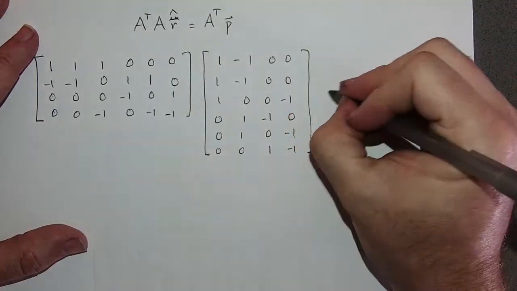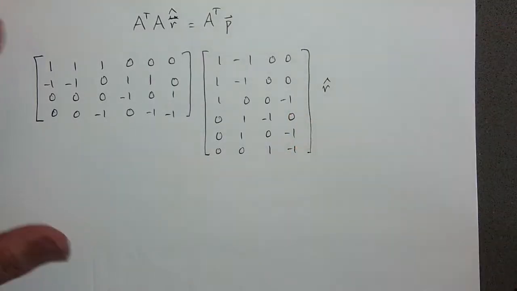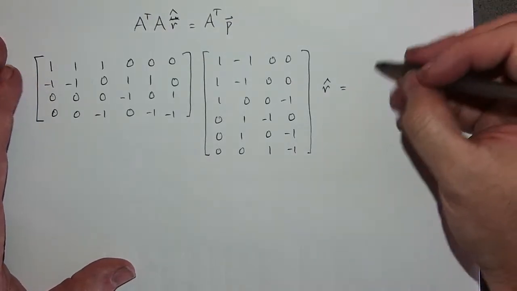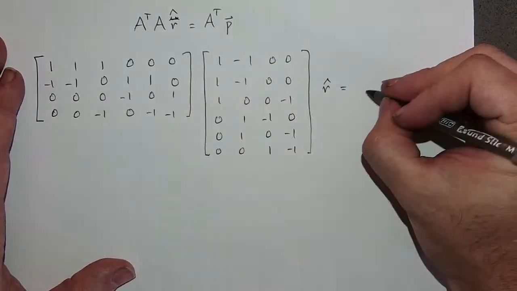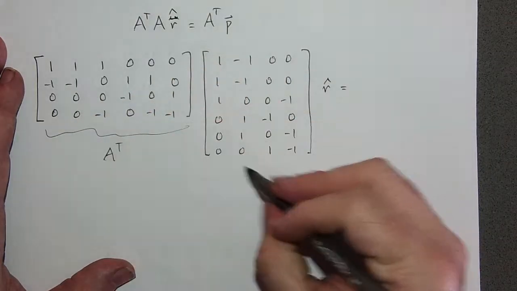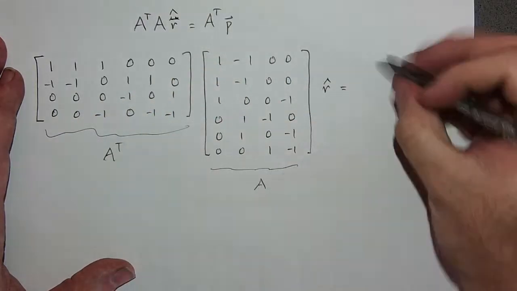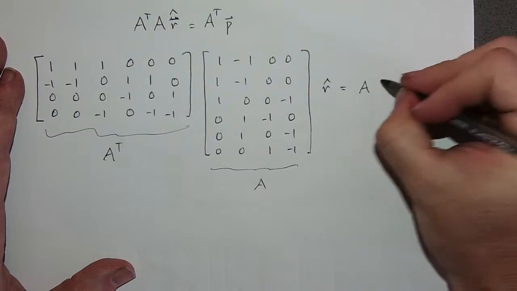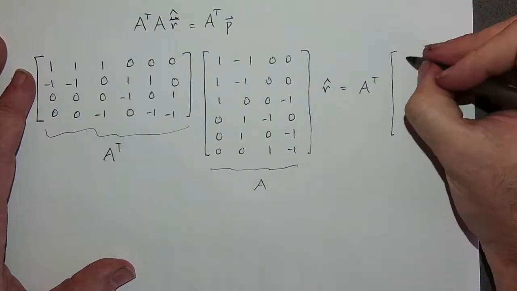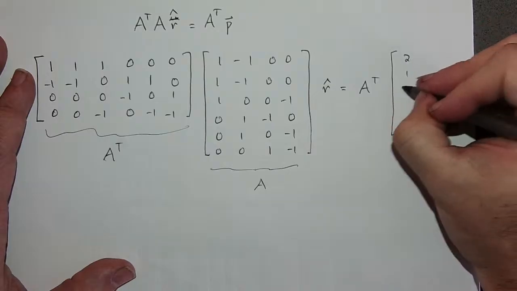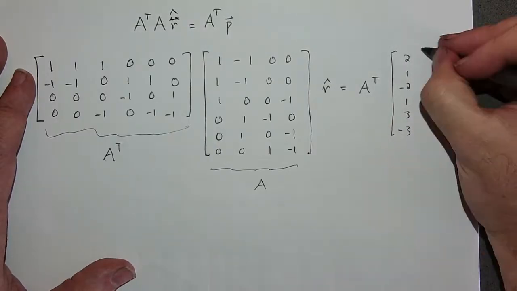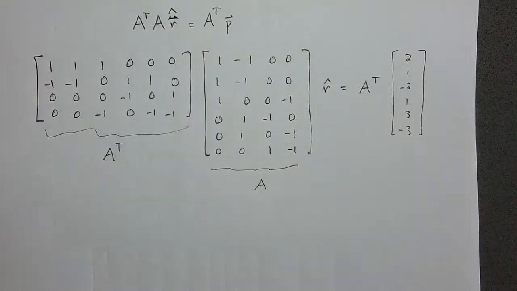There it is, times this vector R hat that I'm trying to solve for, my least squares solution, is equal to that thing. I'm not going to rewrite it, so this is my A transpose. This is A. Just to keep it on one sheet, I'm not going to rewrite it. A transpose times my vector P, which is the vector of point values. There it is.